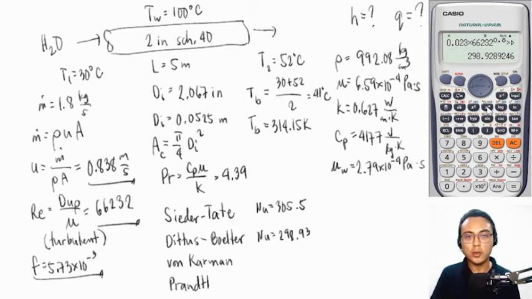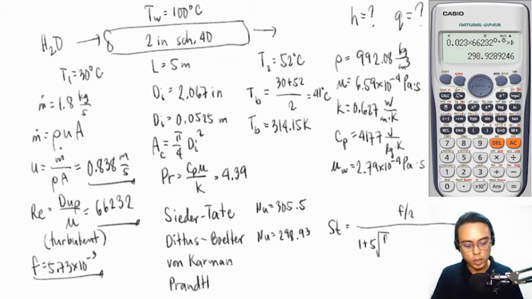Next is for the von Karman and the Prandtl analogy. For those two analogies, we will not be solving for the Nusselt number. We will be solving for the Stanton number. The von Karman analogy is Stanton number is equal to fanning friction factor over 2, all over 1 plus 5 times square root of fanning friction factor over 2, times Prandtl minus 1, plus ln of 1 plus 5 over 6 times Prandtl minus 1. Let's solve for the Stanton number.